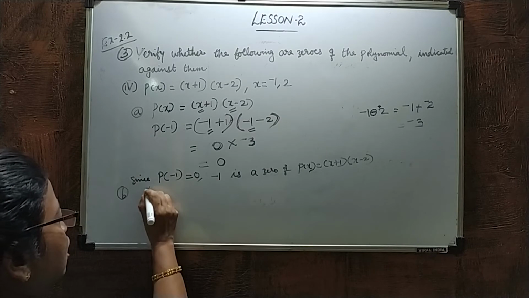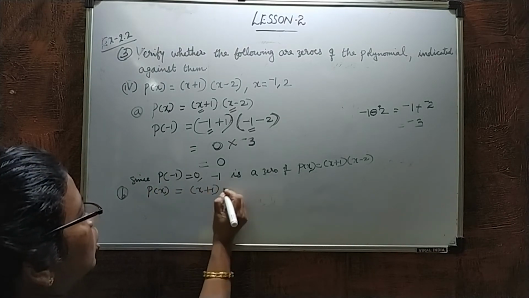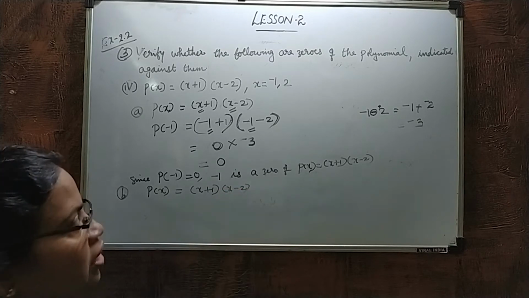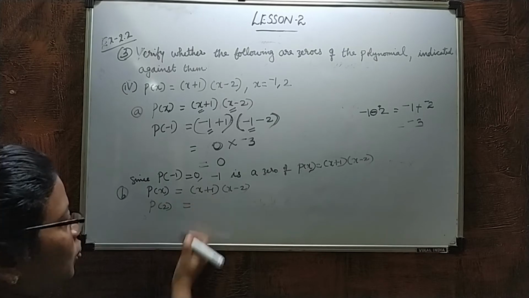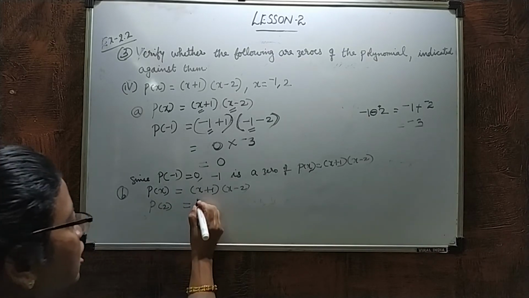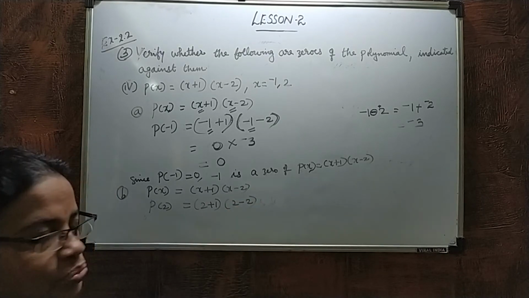So first, what you have to write? P of x you have to write. P of x is equal to x plus 1 into x minus 2. Then next value, P of 2. P of 2 equals, instead of x, it is 2 plus 1 into 2 minus 2.